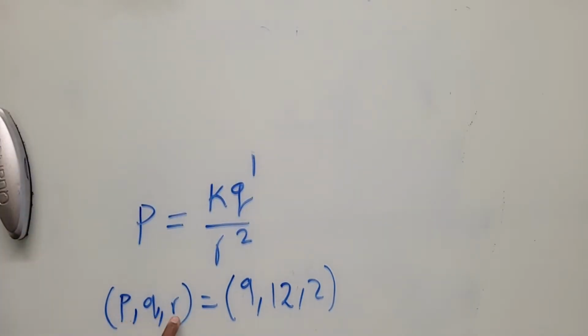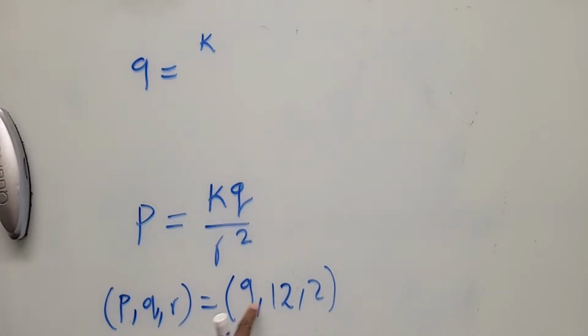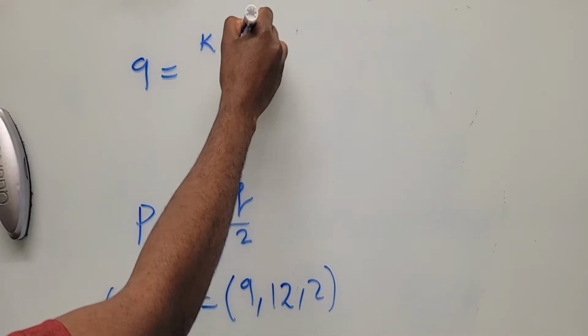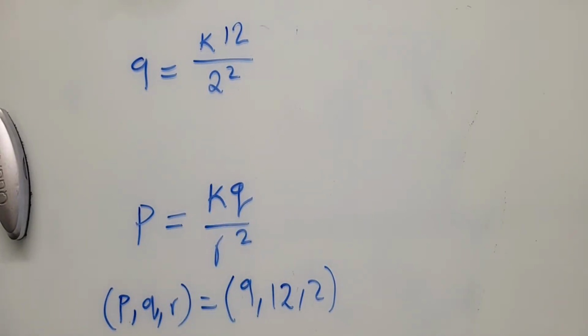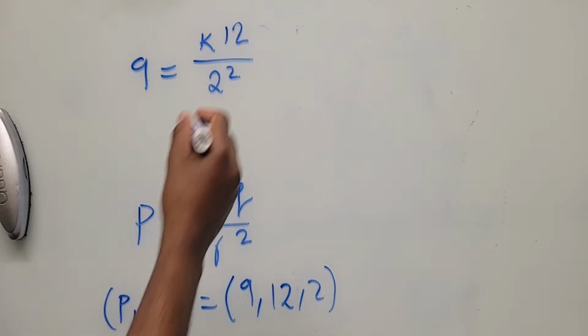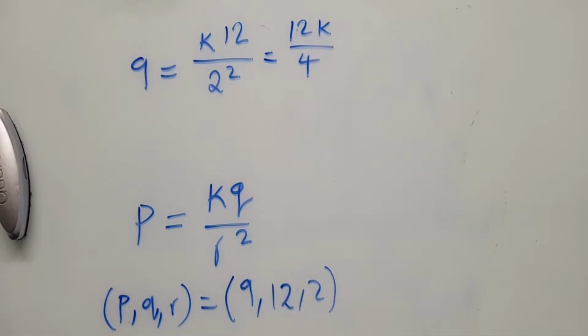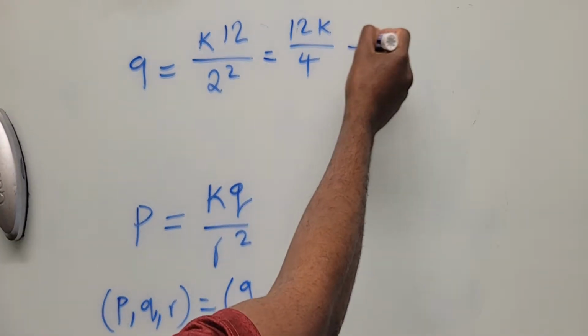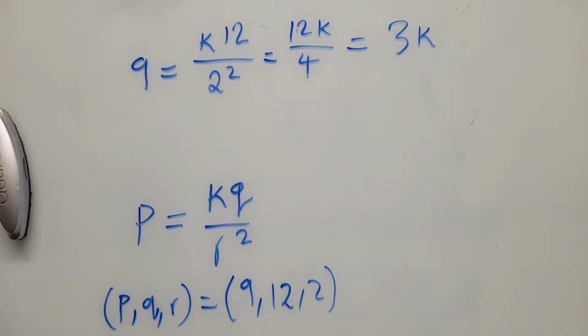So if this is P, Q, R, meaning that P is 9, Q is 12, and R is 2. Where there is P, I put my 9 is equal to K. Where there is Q, I put my 12, and where there is R, I put my 2, which is squared. Okay? So this is just 12K divided by 4. I just simplified, right? Then I can simplify further, because 4 goes into 12 3 times. So I have 3K.